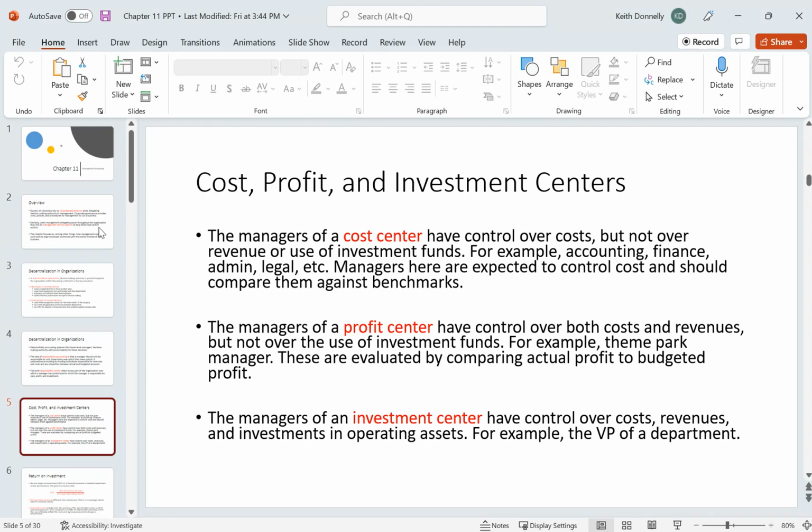Finally, the managers of an investment center have control over costs, revenue, and investments. So maybe the vice president of a department has control over all of those items and can influence them in one way or the other. Accordingly, when we evaluate them, we'll evaluate them as such. What they have control over is what they're responsible for. That's what we're going to look at whenever we evaluate you.